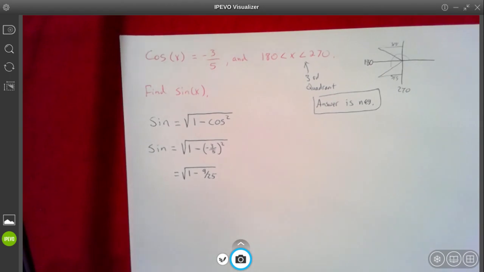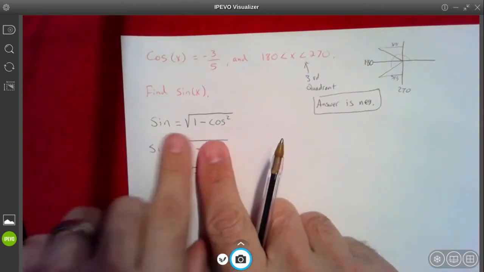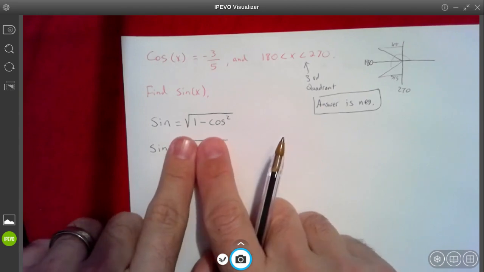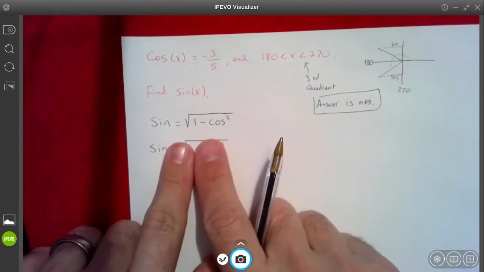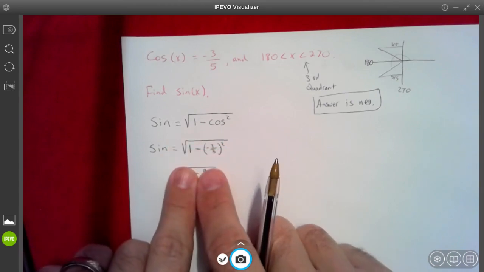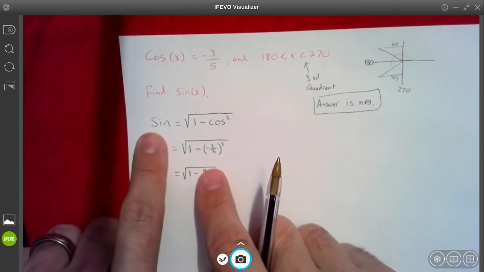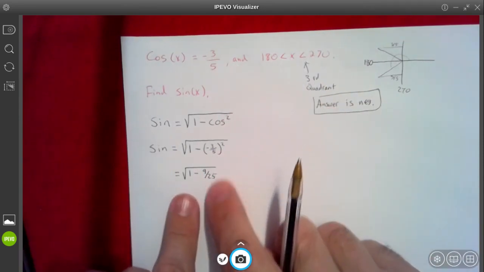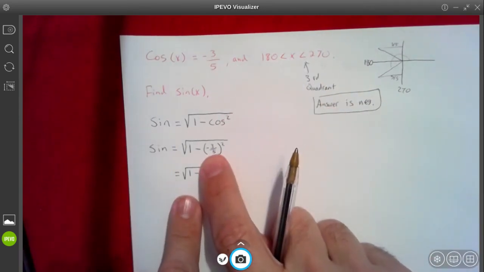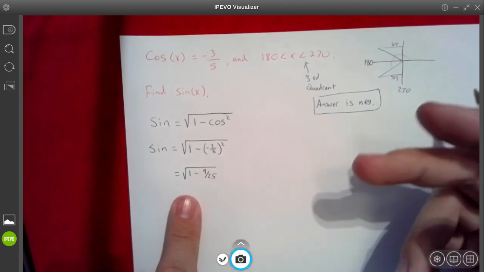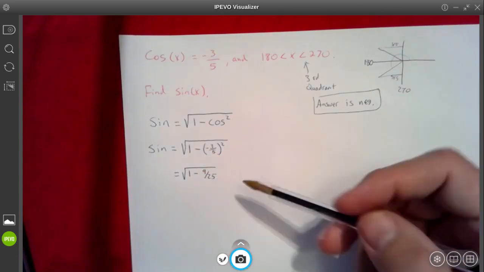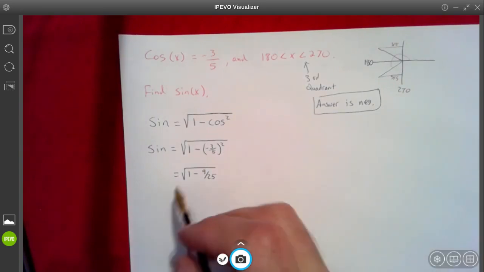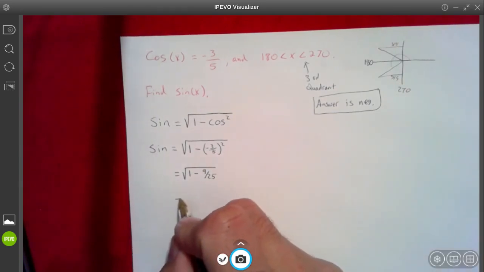There's several ways to find it. The first way I want to show you is by using that Pythagorean identity. This was one of our three Pythagorean identities. Since you're finding sine, you're just going to plug in the negative 3/5 for the cosine part. And it doesn't matter that it's negative, okay? Because when you square that, it becomes positive. And then you just keep working this thing out, whittling it down, simplifying it until you get a nice answer.